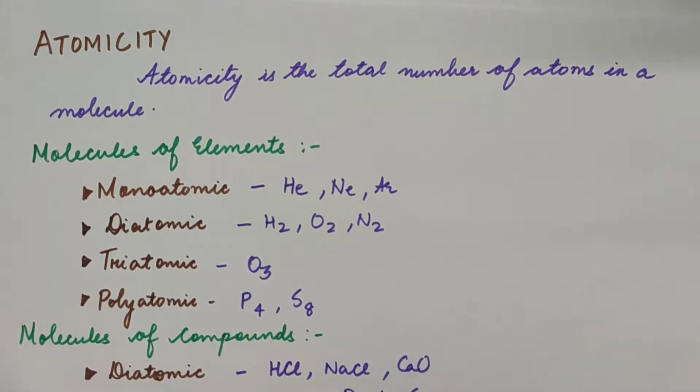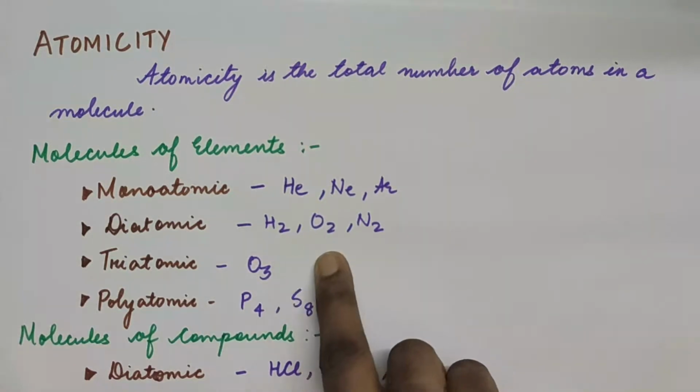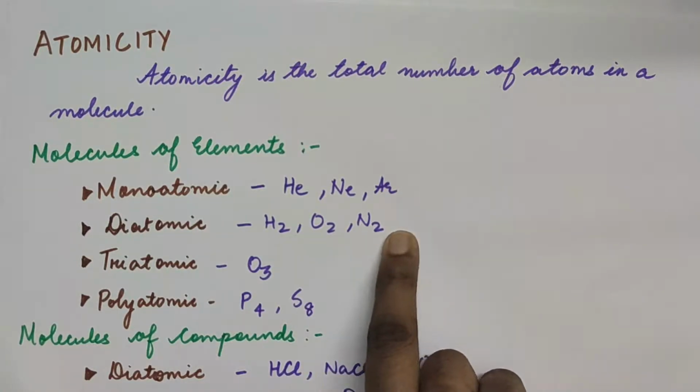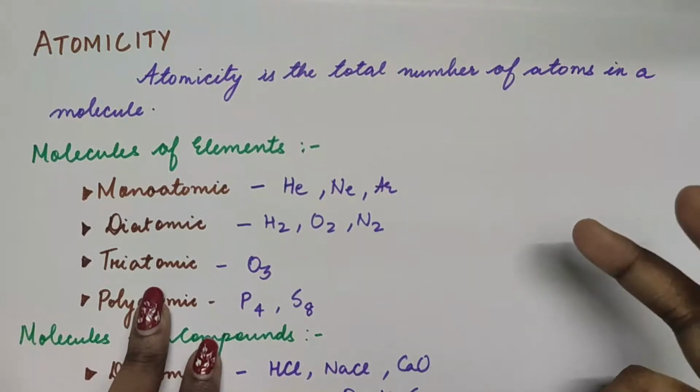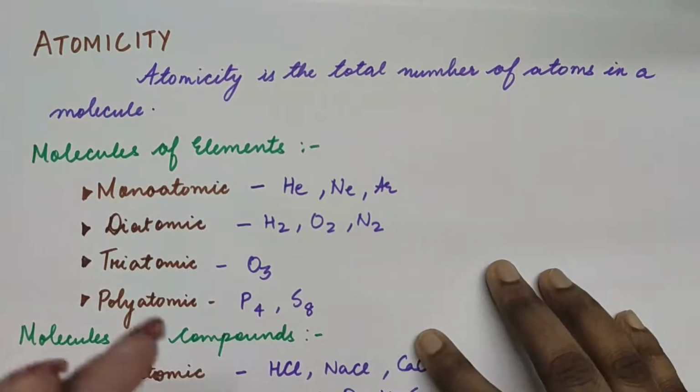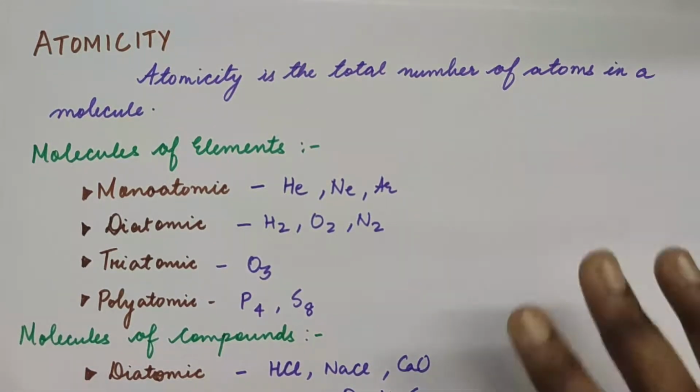Then we have the diatomic molecules. A diatomic molecule is made up of 2 atoms. Many gaseous elements exist as diatomic molecules. If you see here, hydrogen, oxygen, nitrogen, we have the subscript 2. The number at the base is 2, so that shows that the atomicity of a diatomic molecule is 2. Then we have the triatomic. From the name itself you can guess that tri means 3. A triatomic molecule is made up of 3 atoms.